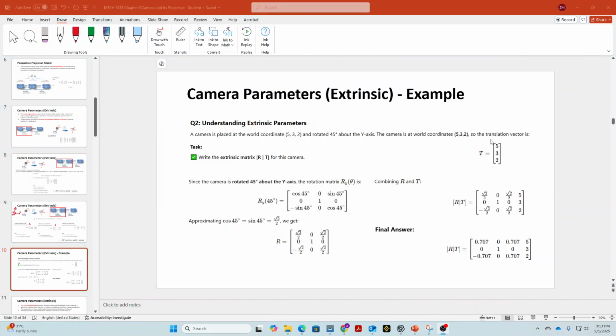The translation vector is given, (5, 3, 2) here. Okay, so this is given. So of course you can put all the information in the R over here, 3 by 3, and 3 by 1 is for the translation vector. Finally you can get the parameters for the extrinsic R and T like this. So this is the answer.